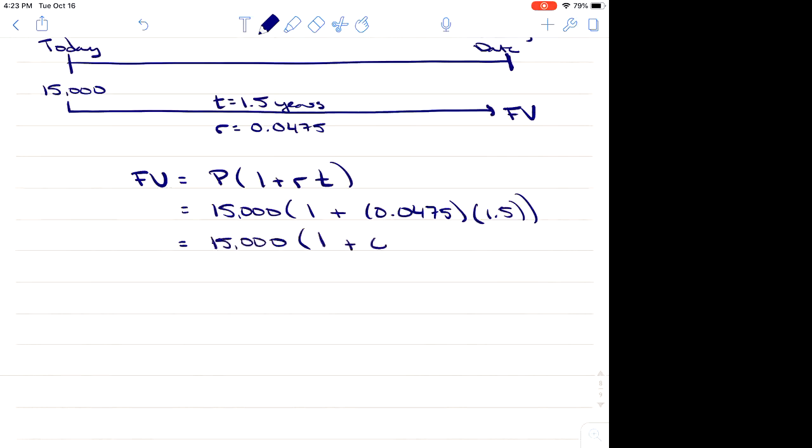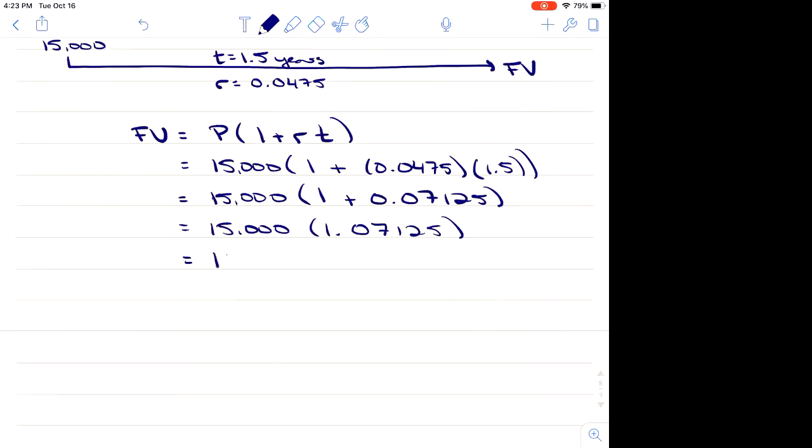1 plus 0.07125. Even this, I'm going to show, plus 1. 15,000 times 1.07125. Then I'm going to multiply it by 15,000. So I have a future value of $16,068.75 even. That is great.